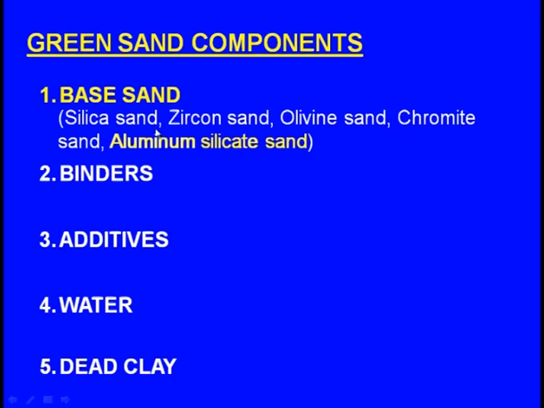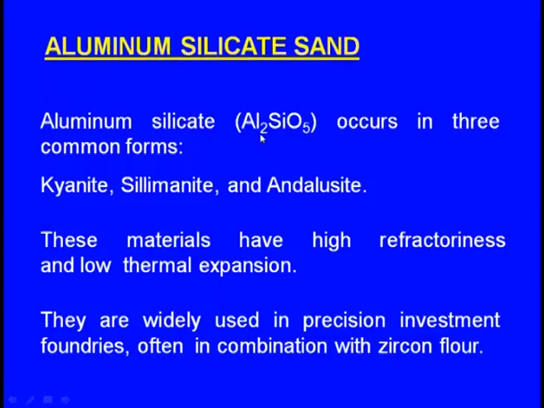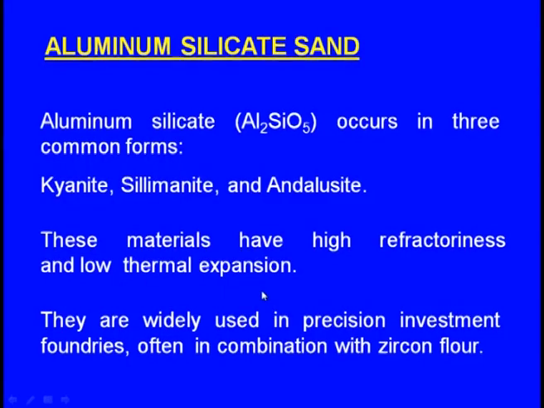We have seen silica sand, zircon sand, olivine sand and chromite sand. Now let us see the aluminium silicate sand. Its chemical formula is Al2SiO5, and it occurs in three common forms: kyanite, sillimanite and andalusite. These three minerals have high refractoriness and low thermal expansion. They are widely used in precision investment casting foundries, often in combination with zircon flour.